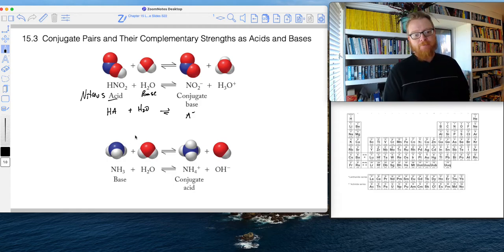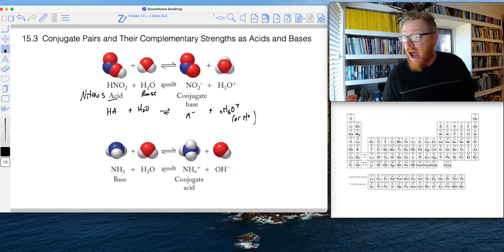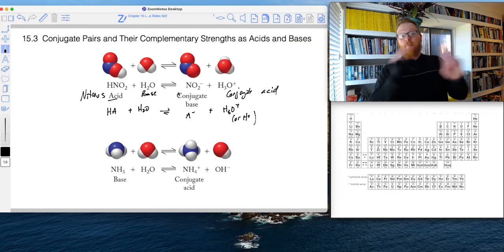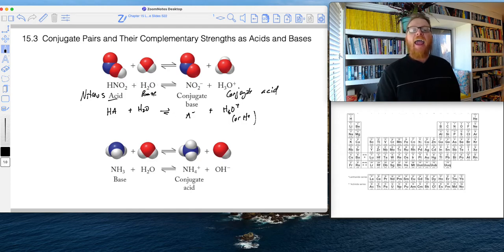All right. So then now we know that in this reaction, right, it makes H plus or H3O plus. I'll say or H plus, same thing. Okay. But so now over here, if water is the base, then that means H3O plus is the conjugate acid of the water base, right? So notice how they make this pair. The acid and the conjugate base, and the base and the conjugate acid, okay?